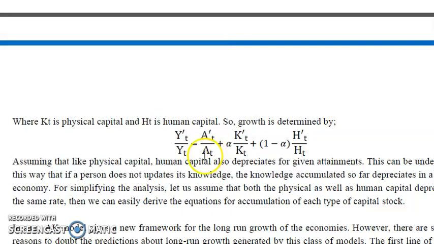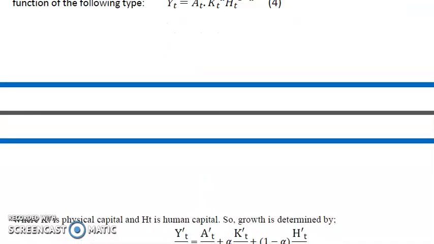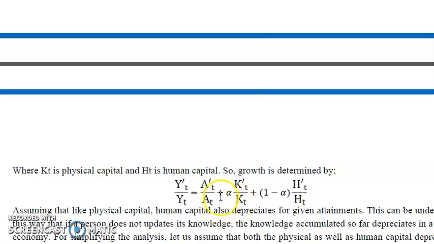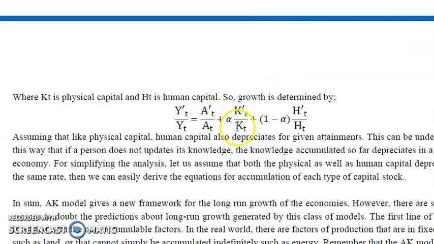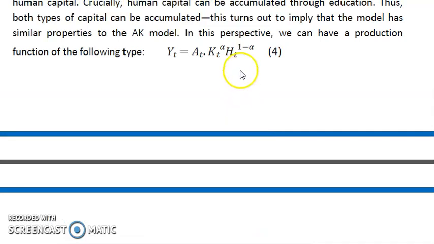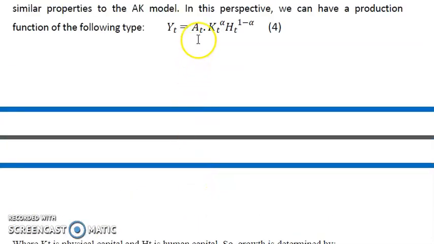So growth is determined by Y_t dash divided by Y_t, A_t dash divided by A_t, alpha is the exponent, alpha into K_t dash divided by K_t plus 1 minus alpha H_t dash divided by H_t. Okay, Y_t dash by Y_t equals A_t dash divided by A_t plus alpha into K_t dash divided by K_t plus 1 minus alpha into H_t dash divided by H_t.